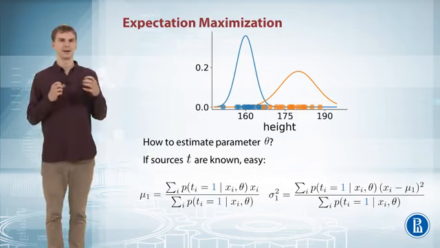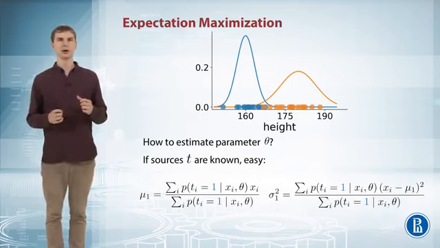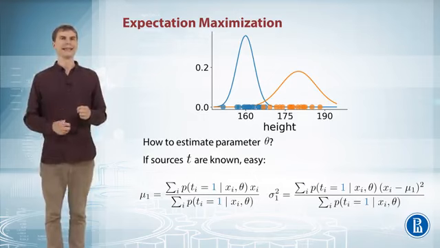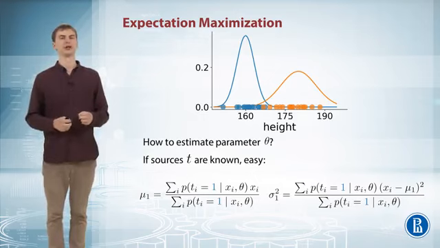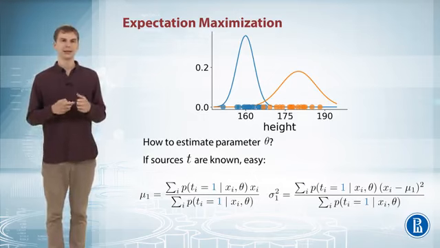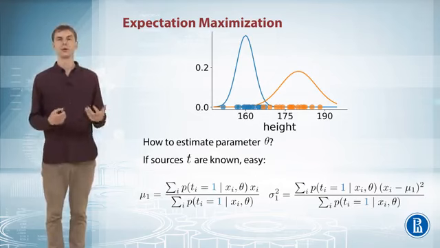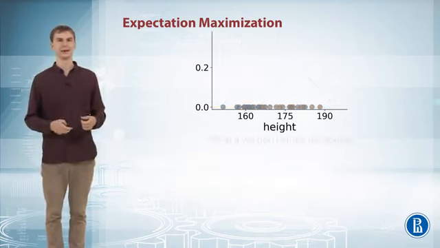Okay, but the bottom line here is that if we know the sources, no matter soft assignments or hard assignments, then we can easily estimate the parameters of our Gaussian mixture model. But in practice, we don't, right? We don't know the sources. So how can we estimate the sources?